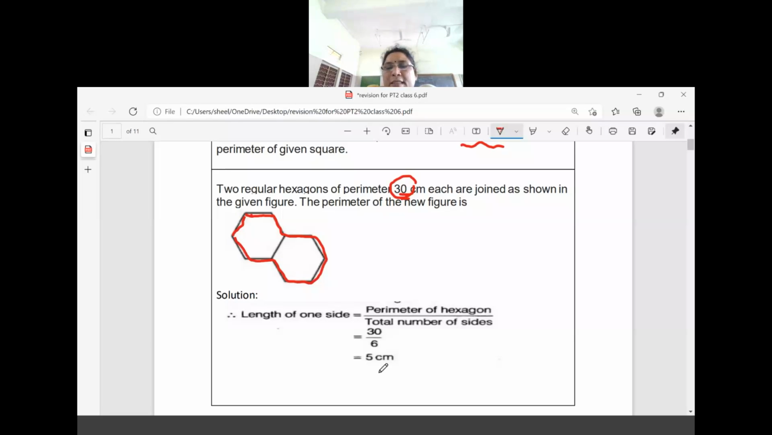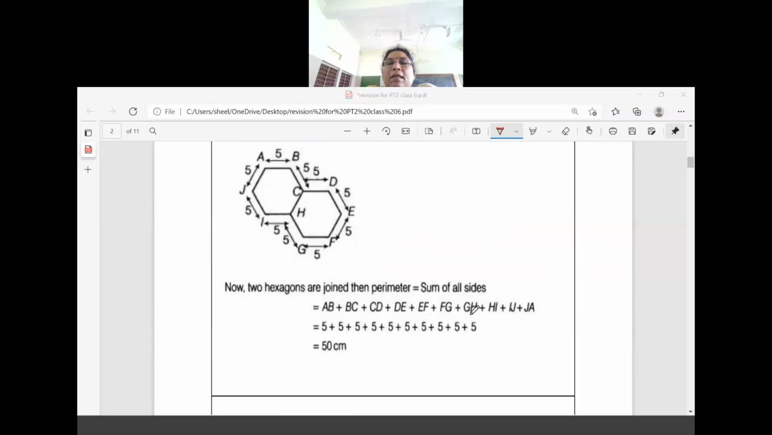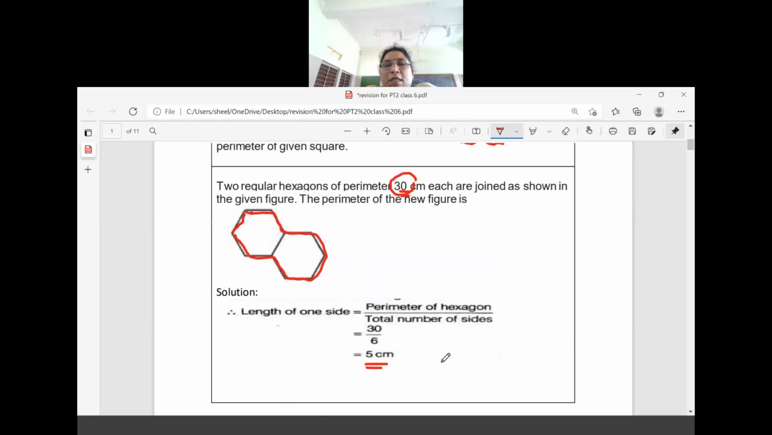Right? So what is the length of one side? 5 centimeter will be there. So 5 centimeter as the one side. Now what happens? Each side we will mark 5. Now we should add. So you have already seen that 10 times. So what is the answer there? 50 centimeters.